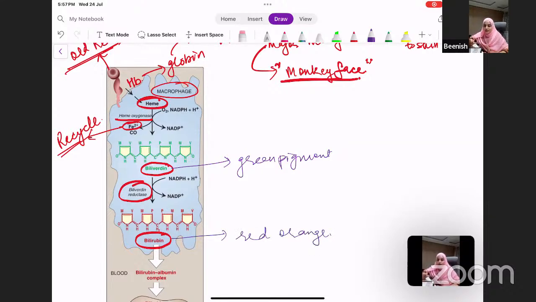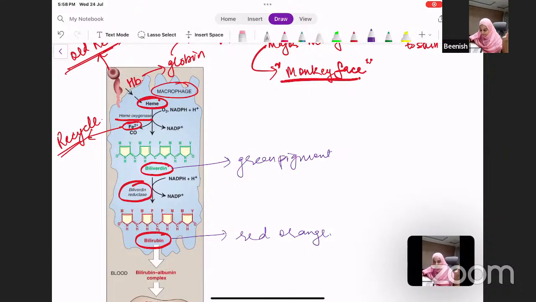Okay, I'll repeat this again. What is happening? Your macrophages are going to phagocytose the senescent RBCs, and then your hemoglobin is going to be liberated from the RBCs. Hemoglobin is split into globin and heme. The globin is going to join the amino acid pool in the body. The heme is acted upon by an enzyme known as heme oxygenase, and the iron which is removed from the heme is going to be recycled, and it is going to be a source of iron in the body.